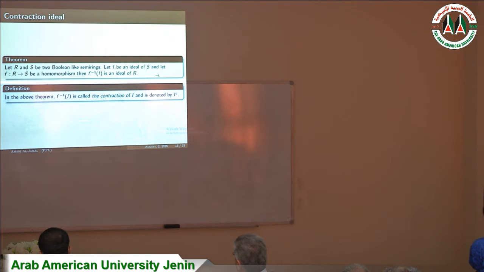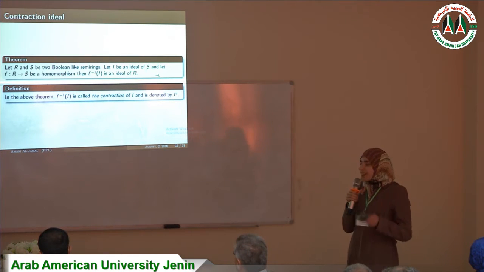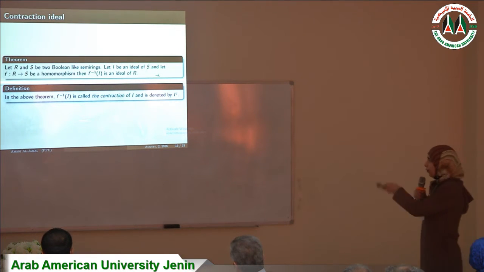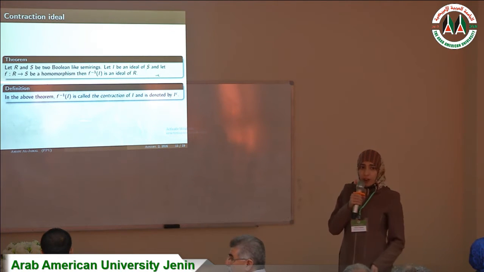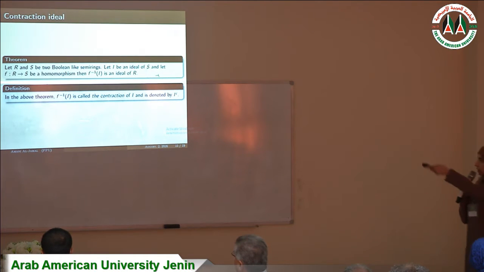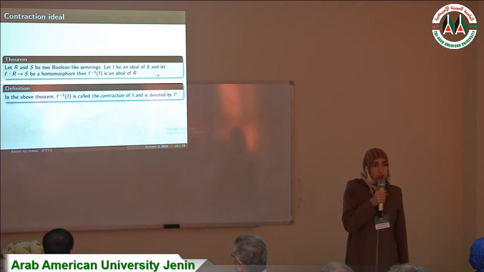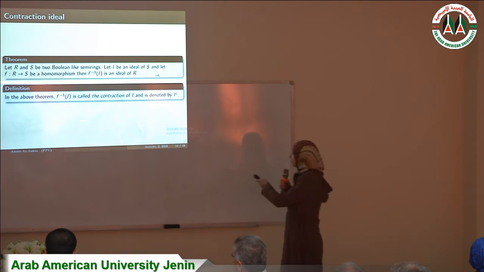The contraction ideals theorem: let R and S be Boolean rings and let I be any ideal of the Boolean ring S, and let f be a homomorphism from R to S. Then f inverse of I is an ideal of R. This set f inverse of I is called the contraction of I and is denoted by I contraction.